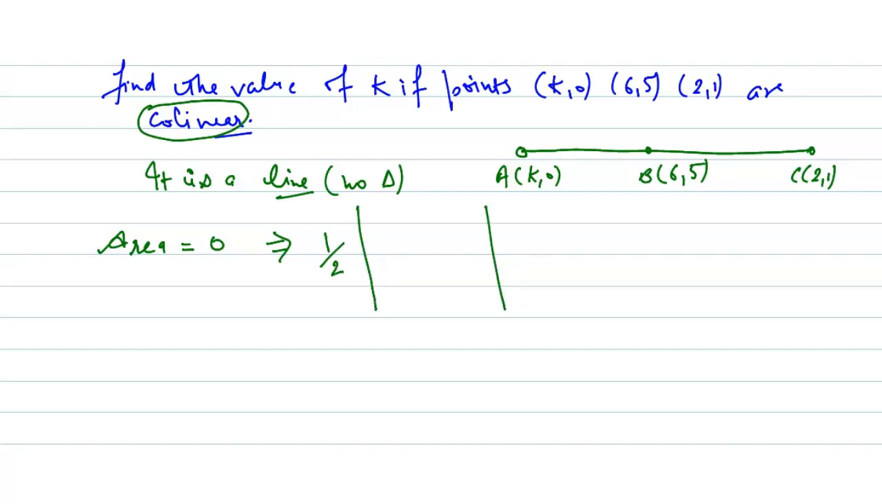Vertical columns. First vertex K, 0. Second 6, 5. Third 2, 1. First repeat. Answer of area should be 0. As you know, it is 1 by 2 of data. Half of any value being 0 means the value should be 0. So we are taking here only the value, which should be 0.